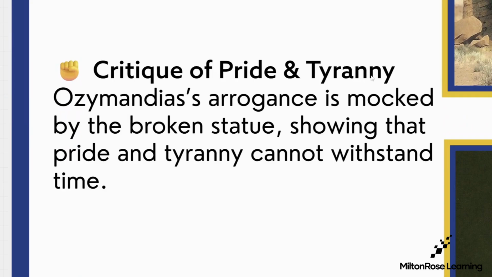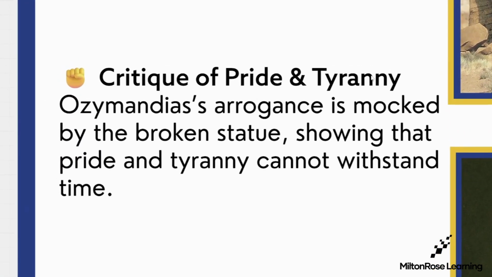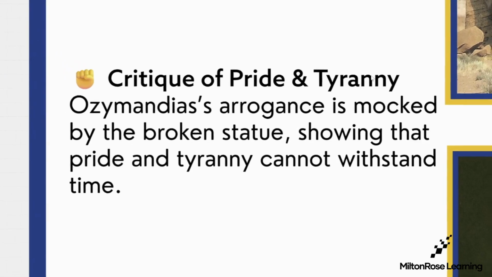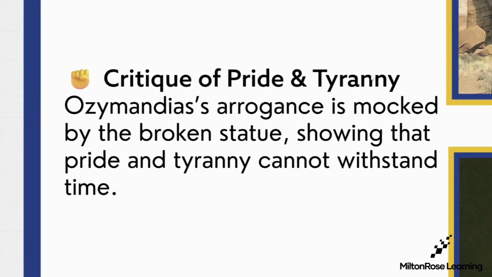Then we have a critique of pride and tyranny. So I think Ozymandias, who's a kind of pharaoh-like figure in the poem, he's very arrogant, and his arrogance is mocked by the broken statue. He builds this beautiful statue of himself, but it gets ravaged by time, basically. So it shows that pride and tyranny cannot withstand time. Time is the master of all, and eventually it comes to get us all. You know, we all die, don't we?